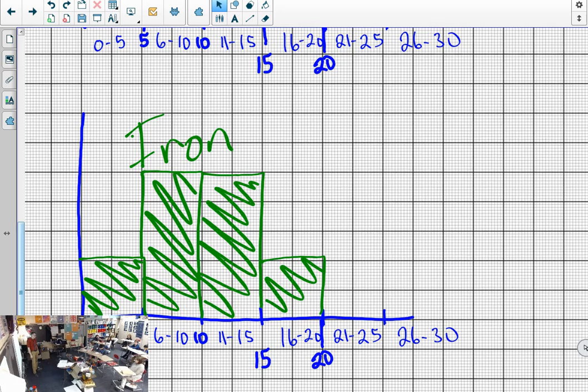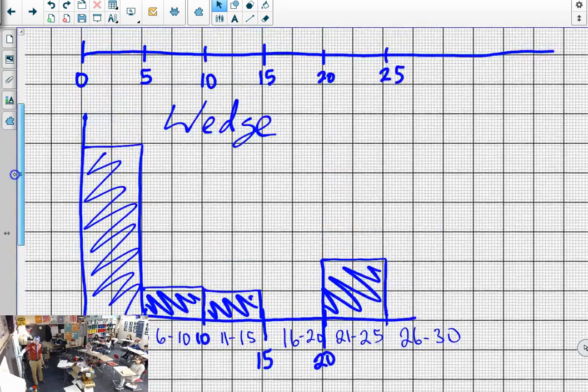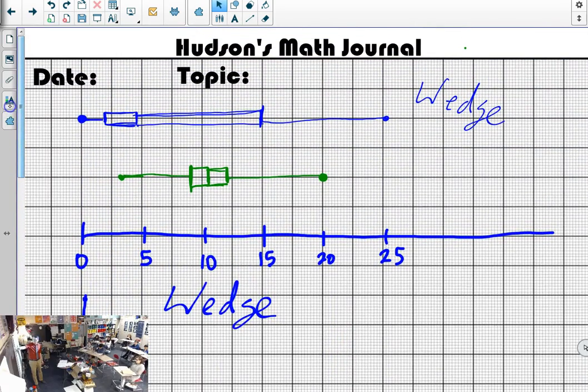I just like iron. With the wedge, you have a higher chance of getting in the 0 to 5 range. But with the iron, you're more likely to go a little bit further.